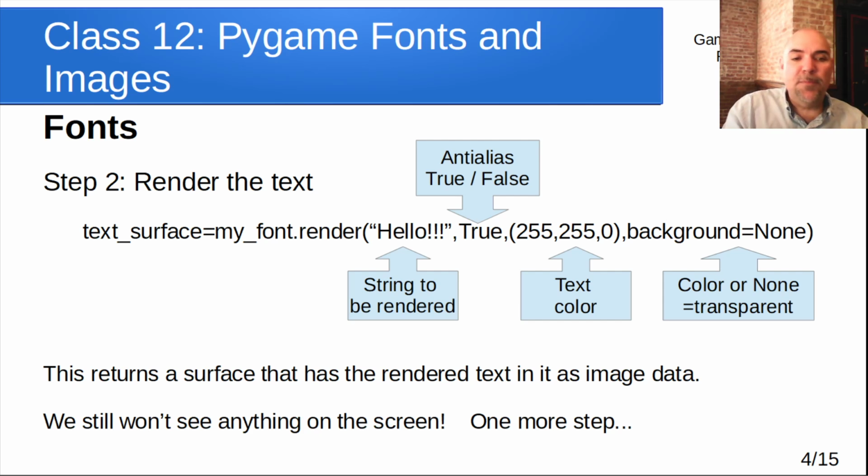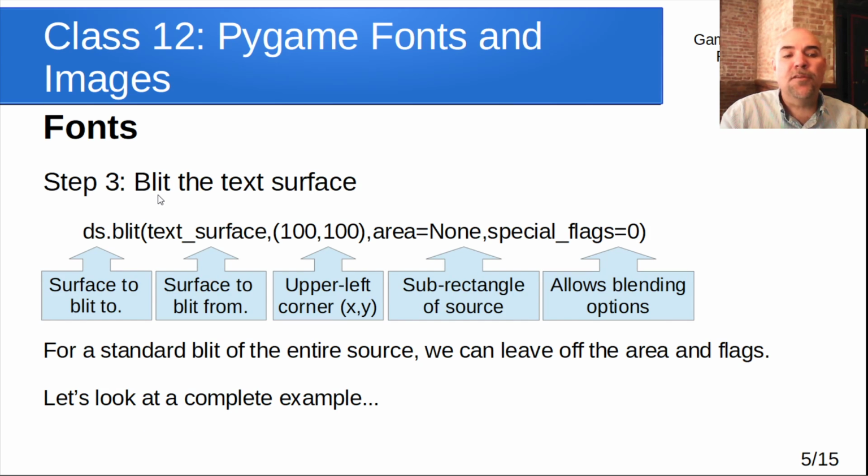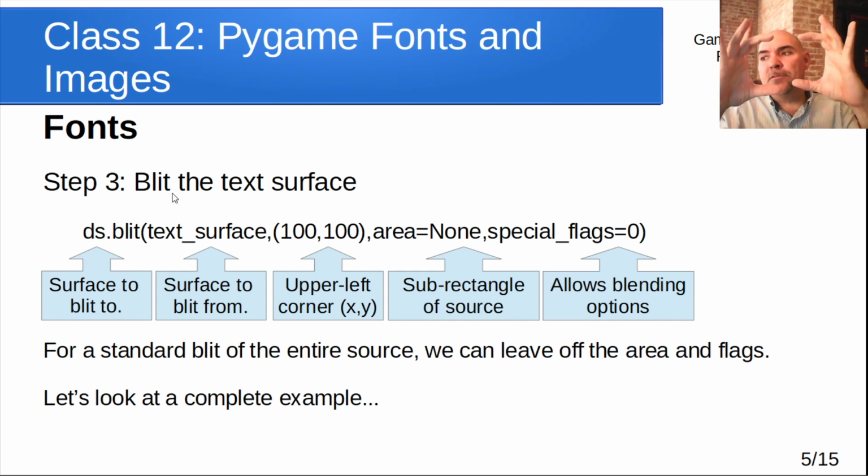We have one more step to be able to see things, and that's to copy what's on that canvas onto the display surface. That's done in step 3, which is a technique called blitting. What blit actually stands for is block image transfer. So essentially we're taking a rectangle of pixels and copying them from one surface onto another one.